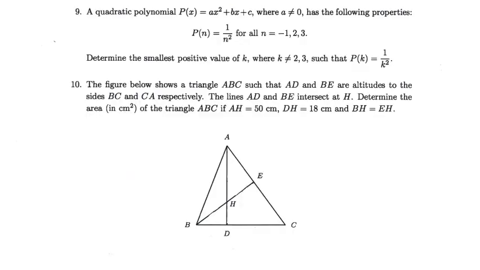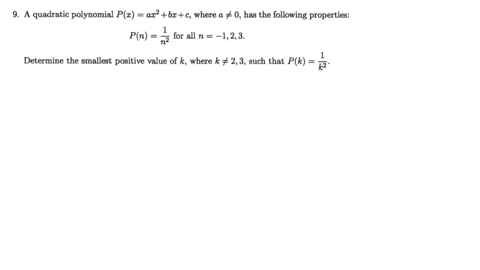SMO 2019 senior section first round problem number 9. A quadratic polynomial p of x equals ax squared plus bx plus c, where a is not 0, has the following properties: p of n equals 1 over n squared for n equals negative 1, 2, 3. Determine the smallest positive value of k, where k is not 2 and 3, such that p of k equals 1 over k squared.